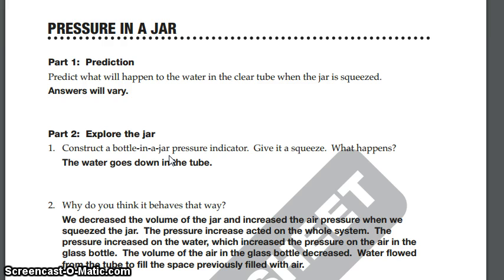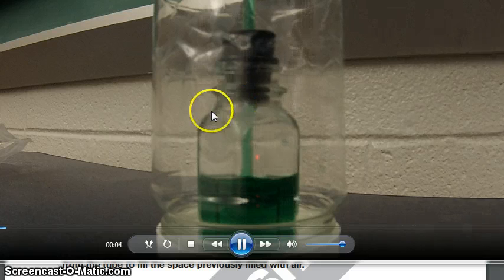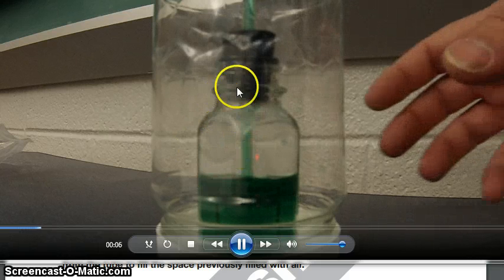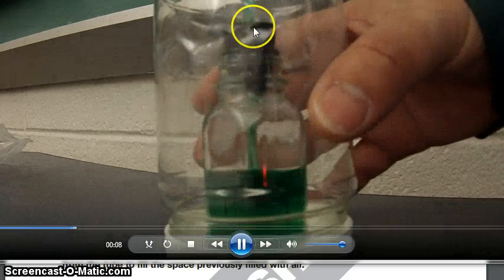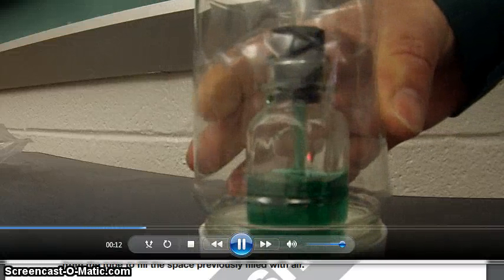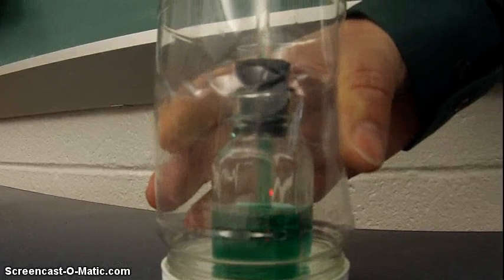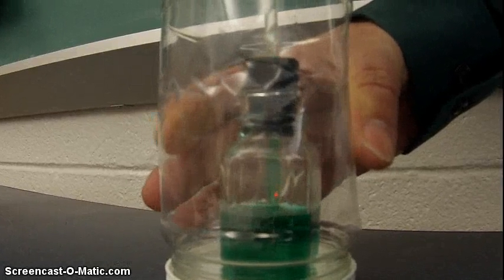With the lab on the air pressure for this experiment, pressure in a jar, we had a glass bottle set up. The glass bottle is inside a plastic jar with a rubber stopper and a plastic tube. And what we're going to be looking at here, if I can center the video a little.